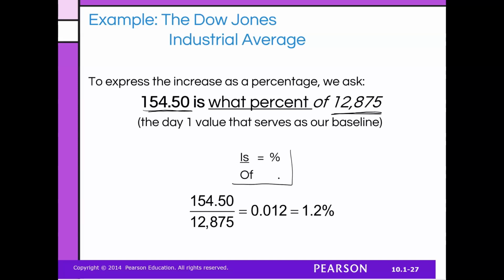So this is a formula I really like to use: is over of equals percent. Basically, you have to find out what the is. So 154 is what percent of. So we put it's is over of. That's how we got the 154.5 over 12,875 is equal to that. We move it over twice, and we get a 1.2% increase.